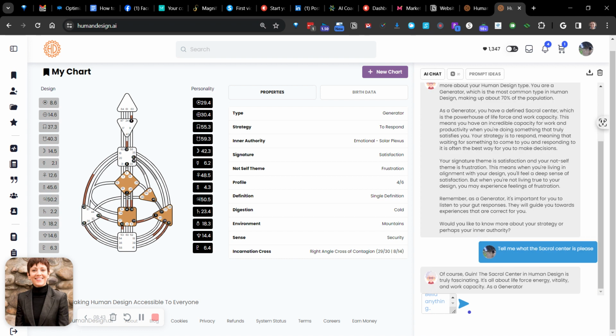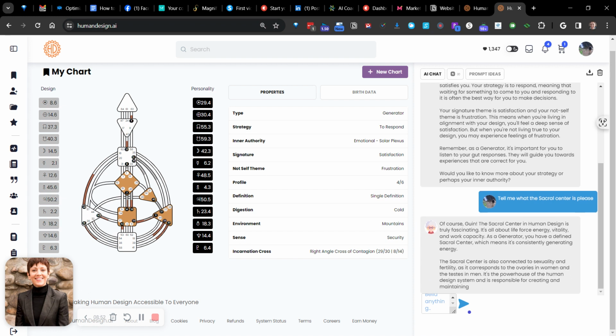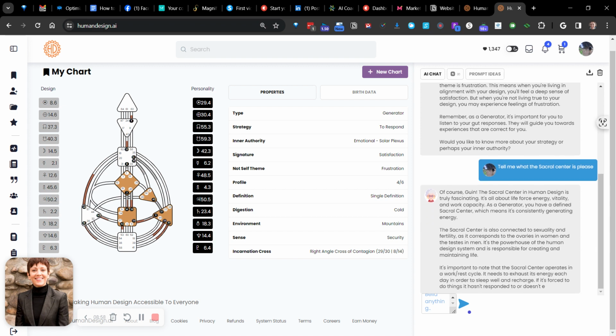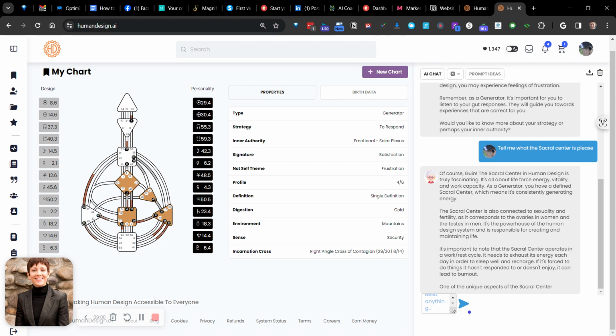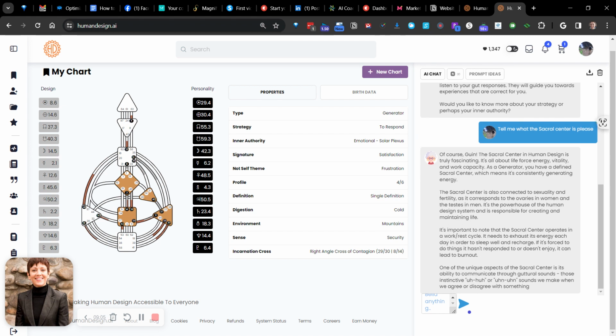She takes a moment. Of course, Gwen. The sacral center in human design is truly fascinating. It's all about life force energy. As a generator, you have a defined sacral center, which means it's consistently generating energy. The sacral center is also connected to sexuality and fertility, and so on.